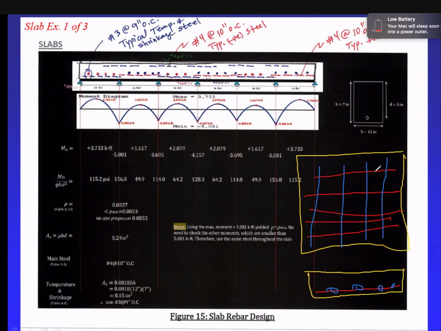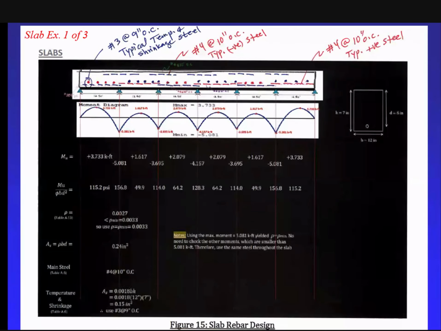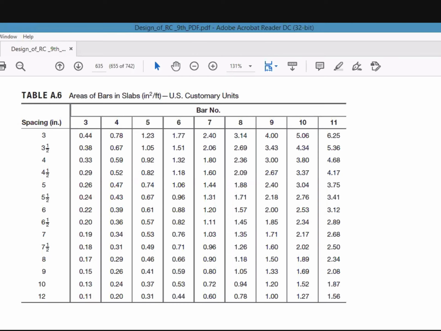Usually, the main steel, as I mentioned, is number 4. The other steel, perpendicular, is number 3. Okay? So let's go together and pick up the 0.15. Let's go to the table. So 0.15. I'm going to look at number 3, 0.15. Look at that, it's right there.